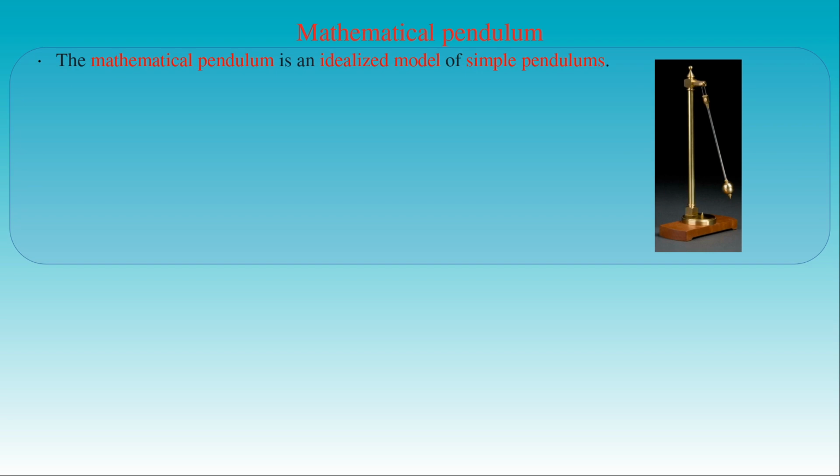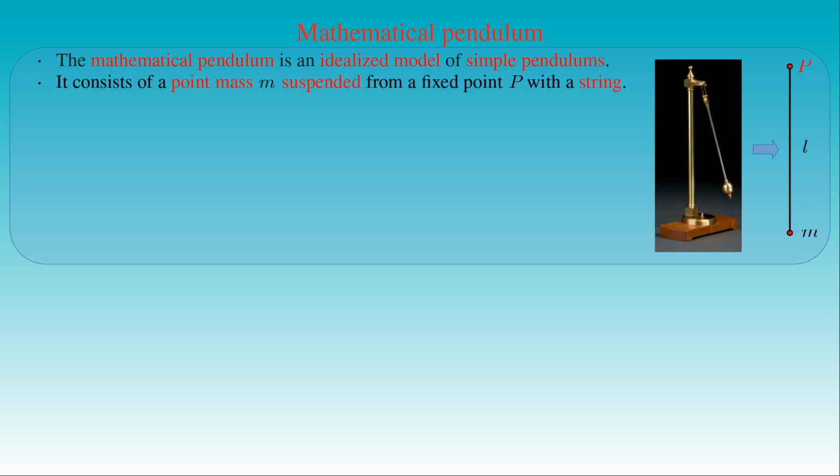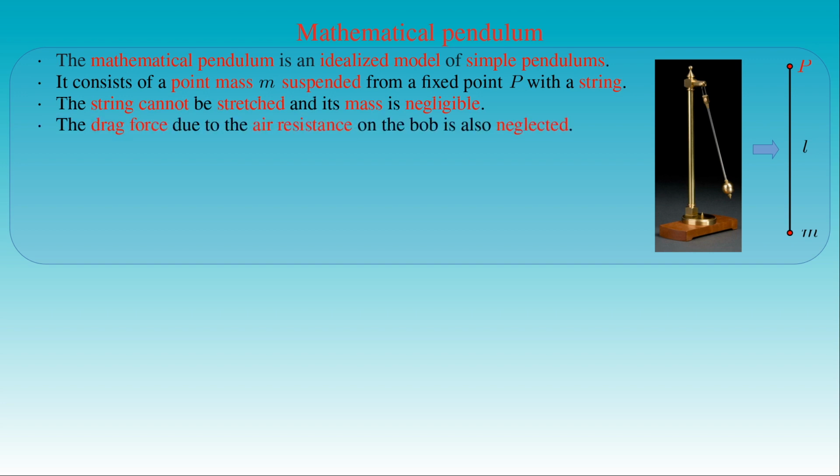We will approximate the simple pendulum with its mathematical model, where a point-like bob or point mass m is suspended from the fixed point P with a string of the length L. The string has a negligible mass and cannot be stretched, and we will also neglect the drag force acting on the moving bob due to the air resistance. Then there is only one unconstrained force acting on the point mass, which is the gravitational force given by the mass m times the gravitational acceleration g.